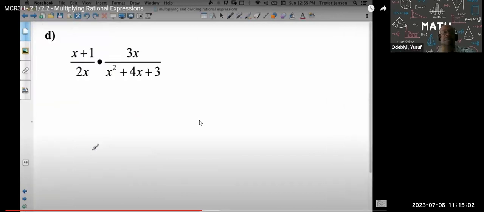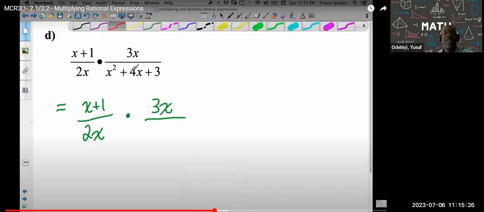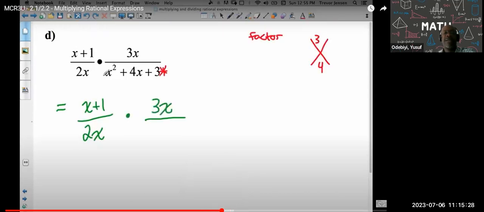to factor. Okay, so the only difference with this one is you have to factor this one out. 2 numbers that add up to 4 and multiply to give you 3. Well, I think it's going to be 3 times 1. 3 times 1 gives you 3. 3 plus 1 gives you 4. So I'm going to make this into factored form, and then I can see what I can cancel. So that's in factored form, a little faster there.